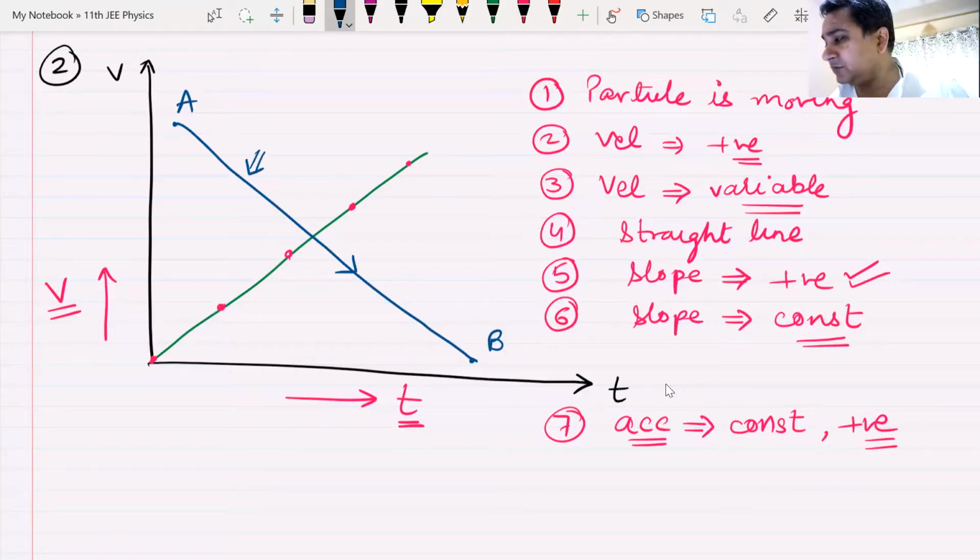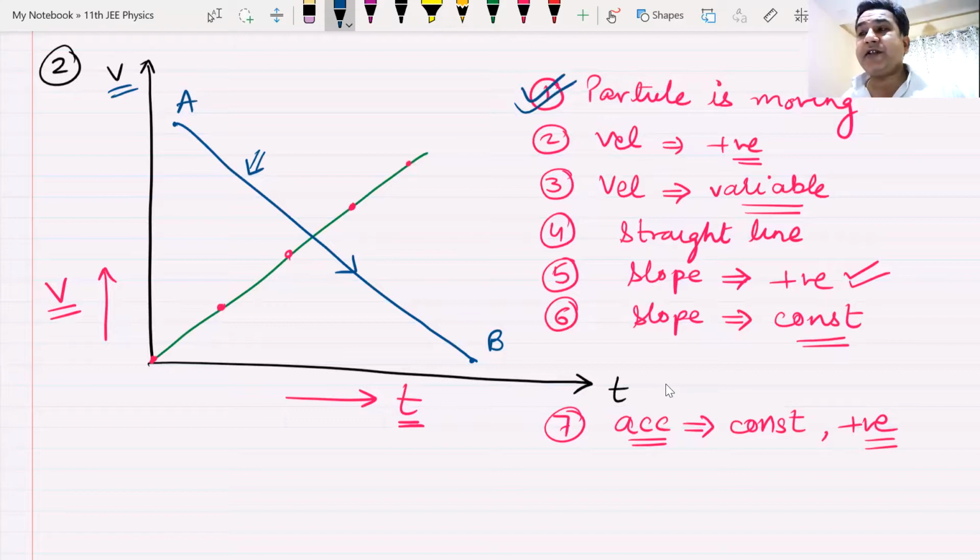Point number one. Tell me what is point number one. Is the particle moving or is the particle at rest? Remember, it's a velocity time graph. Is the particle moving? Particle is moving. We take it. Same point, doesn't change.